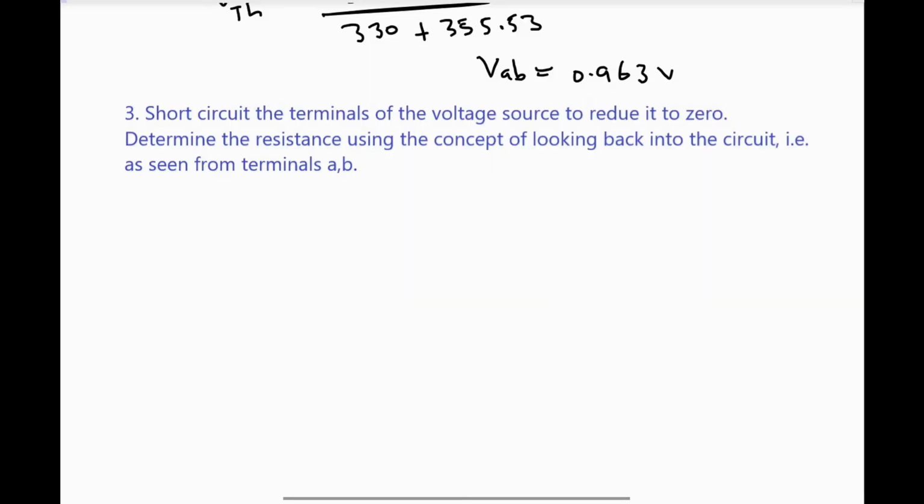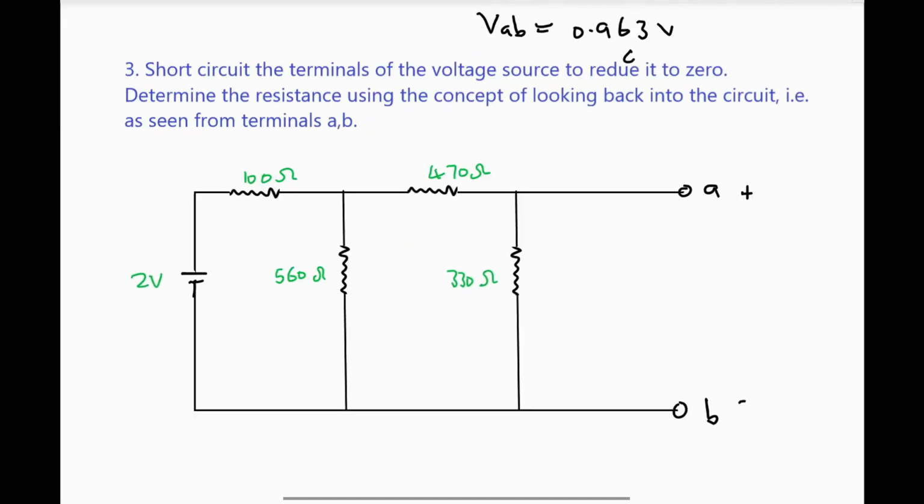Now that I have my V Thevenin as 0.963 volts, the third step is to short circuit the terminals of the voltage source to reduce it to 0. So I'll determine the resistance using the concept of looking back into the circuit. That is as seen from terminals AB. Now that I have my V Thevenin as 0.963 volts, the next step will be to find the R Thevenin, the resistance of the equivalent Thevenin circuit.